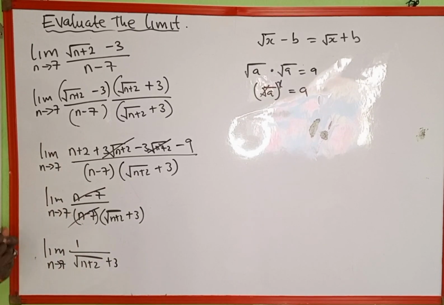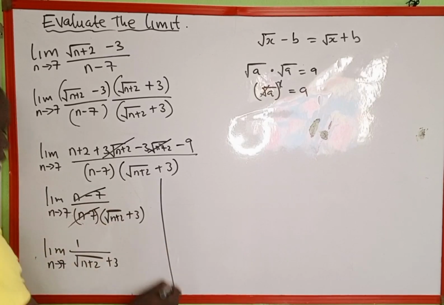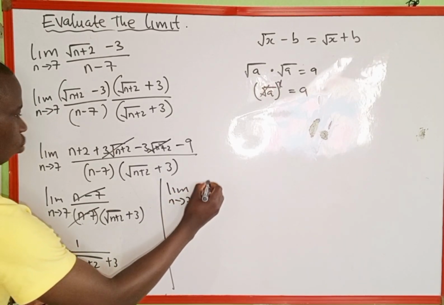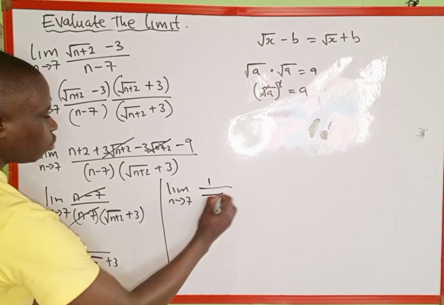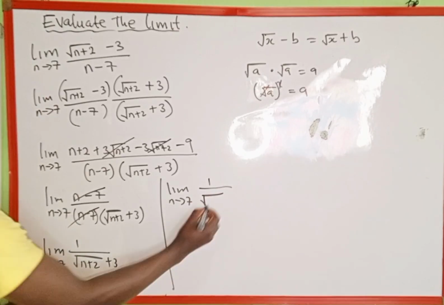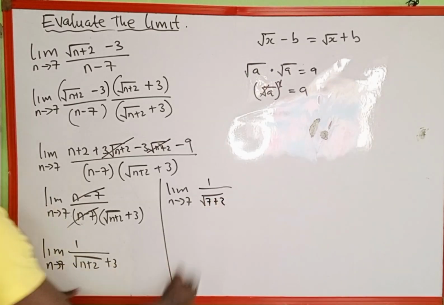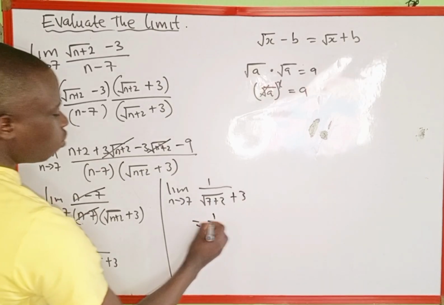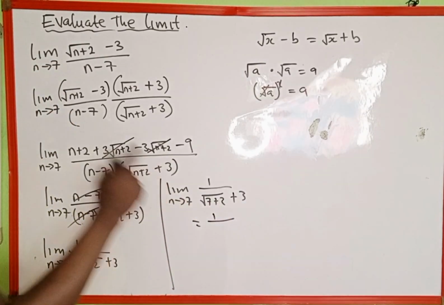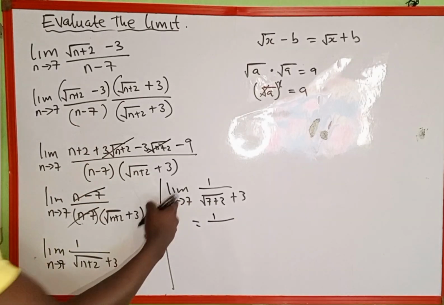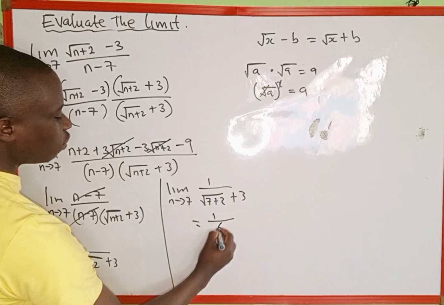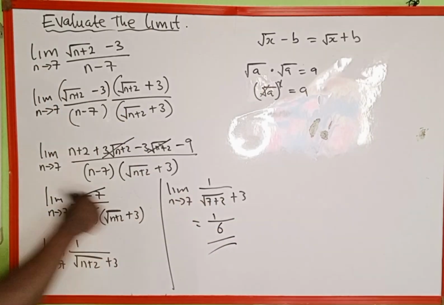Now we're going to replace 7 anywhere we see n. So this is going to be what? The limit as n approaches 7, 1 divided by, we have root of, in place of n here, we just replace 7, plus 2, then plus 3. So this is going to be equal to 1 all over 7 plus 2, which gives us 9, and 9 is a perfect square. The square root of 9 is 3, then 3 plus 3 is going to give us 6. So therefore, this limit goes to 1 over 6.